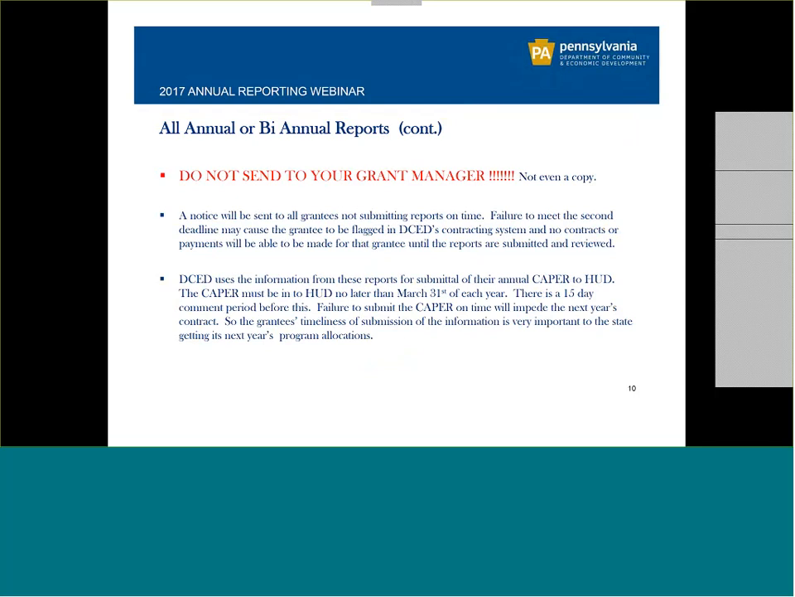And the reason why is because DCED must submit our CAPER to HUD by March 31st. And the CAPER is our acknowledgement of what we did in the past year. So these forms are giving us that information that we in turn turn to HUD. Without that information, HUD can hold up our contract, our future contracts. So we do not want to have that happen.